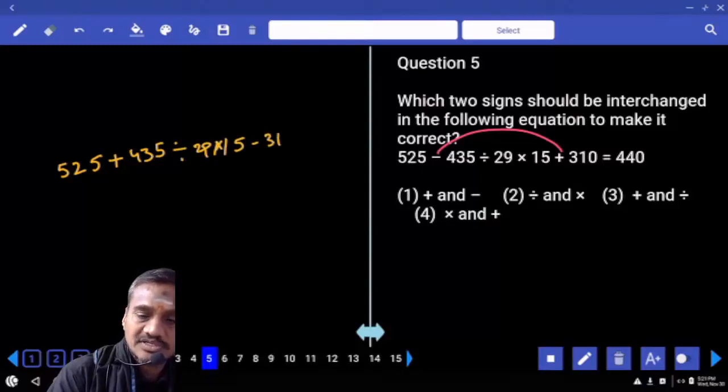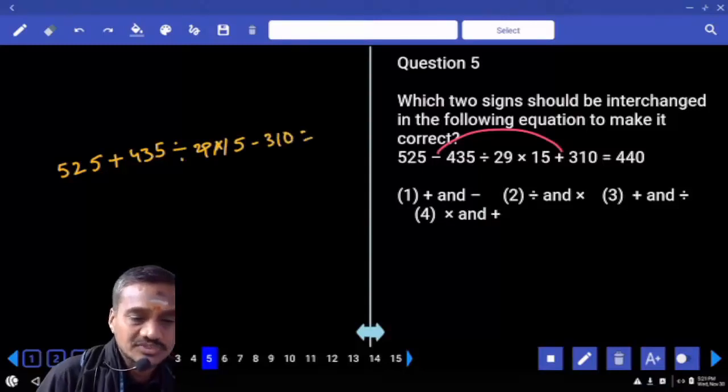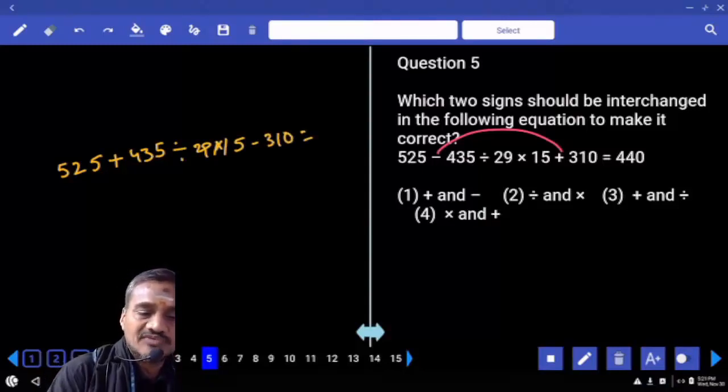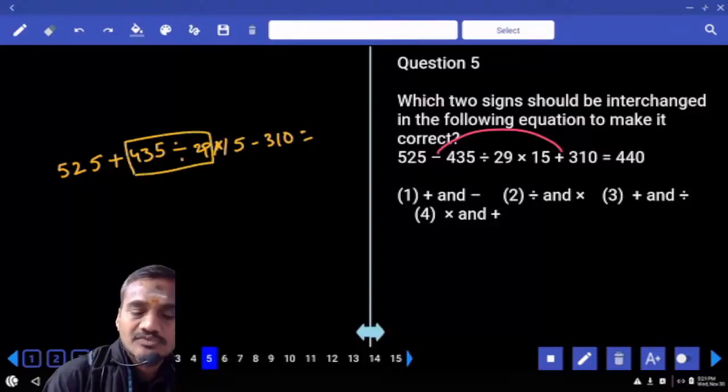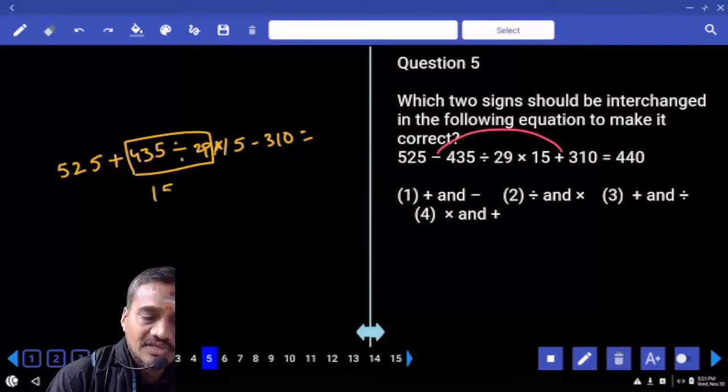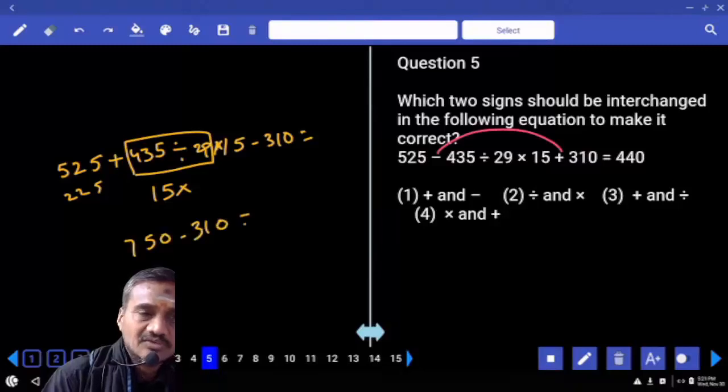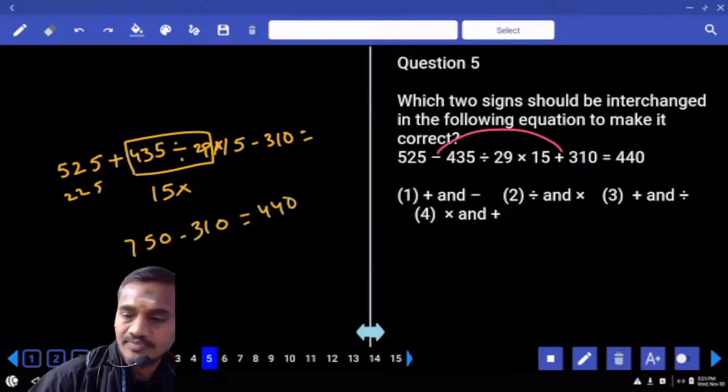Minus 310. Then tell me what is the value of this. Now 435 divided by 29. How many times does it go? 15 times. Now 15 into 15 is how much? 225. 525 plus 225, 750. Now from 750 if you subtract 310, what is the resultant we have? 440. Now 440 we are getting this one by interchanging plus and minus.